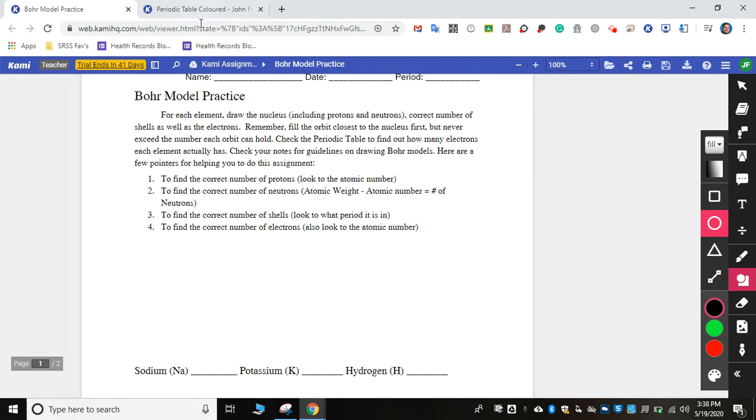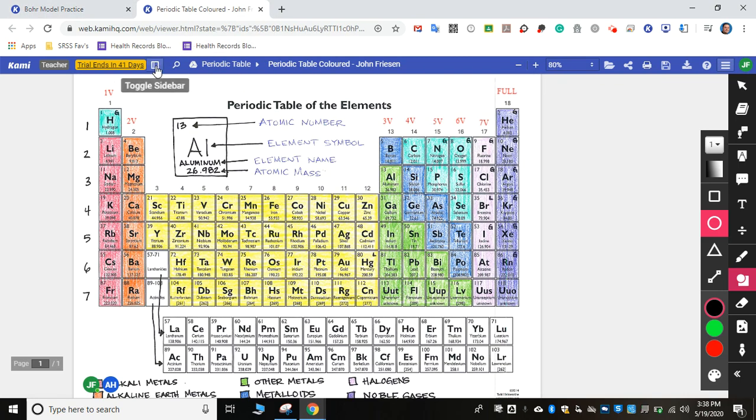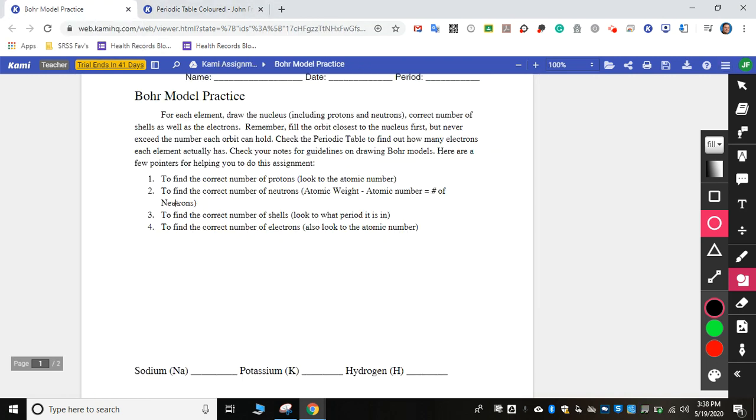So for sodium, let's start with number one. How many protons does sodium have? Well, sodium is right here. In the top left corner, we have an 11. That means that it will have 11 protons. So we have 11 protons.